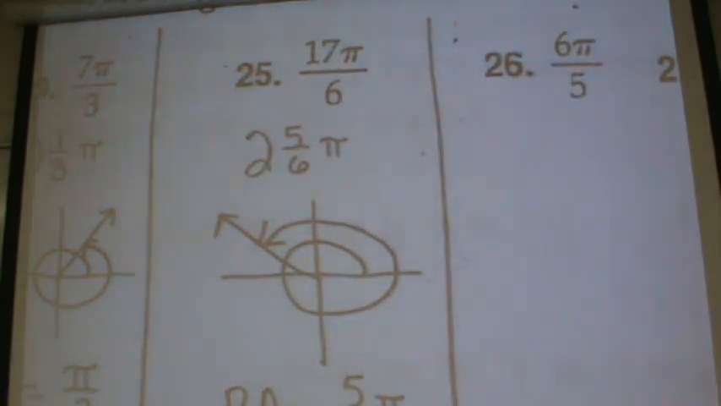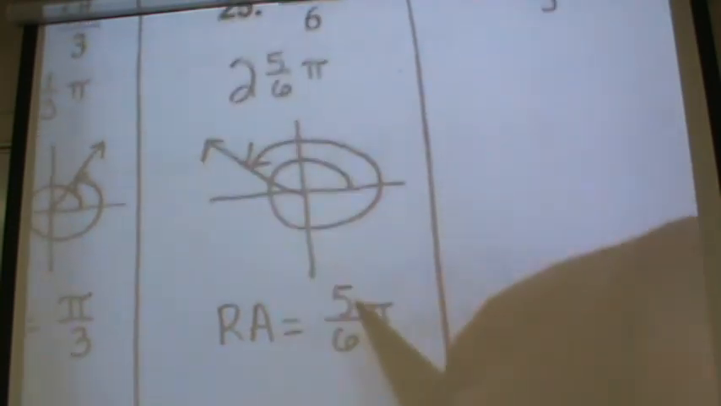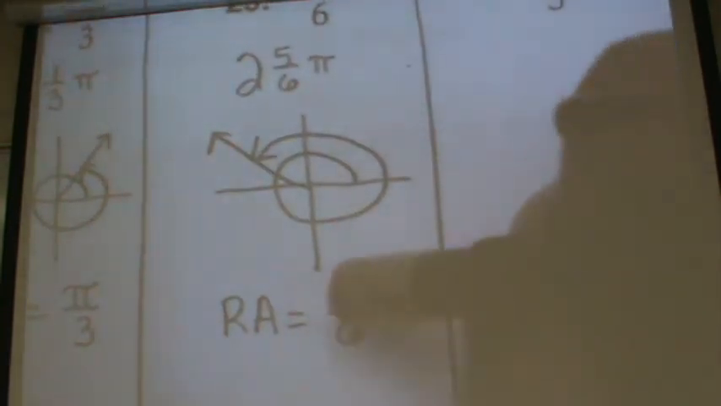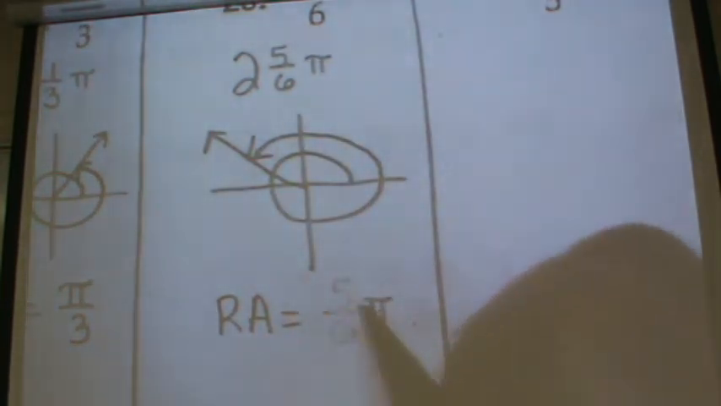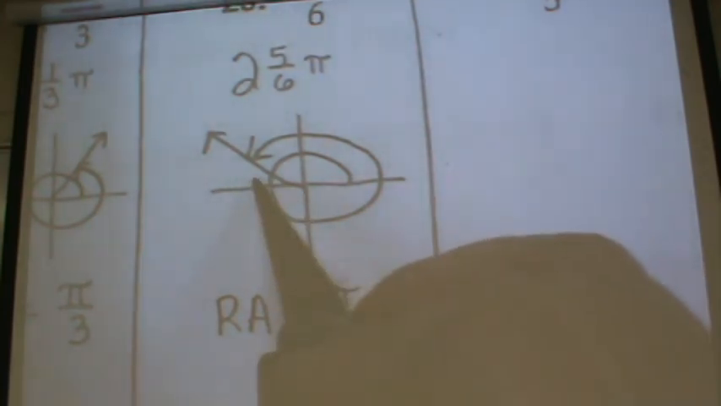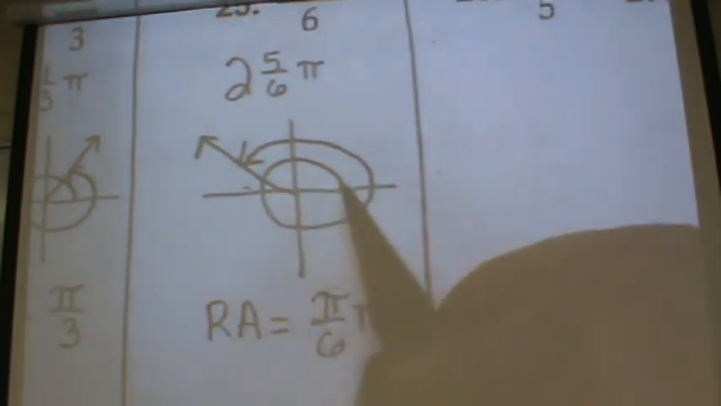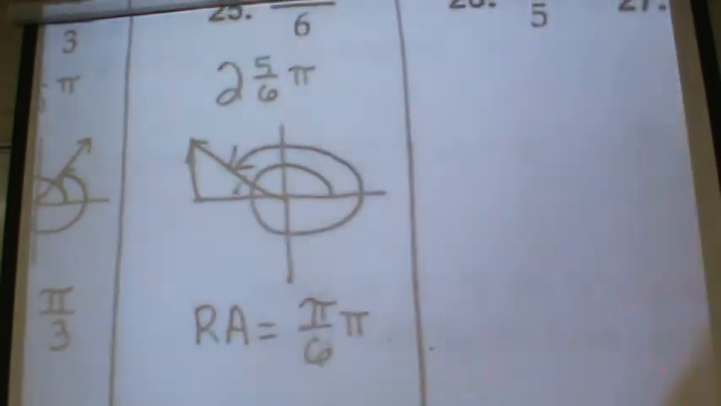Actually, no. 5/6 is not your reference angle. Pi over 6 is your reference angle. 5/6 would be coterminal. So pi over 6 is your reference angle. This angle right here is pi over 6. From here to here is 5/6. This is your reference angle. Your reference angle is made with the x-axis.